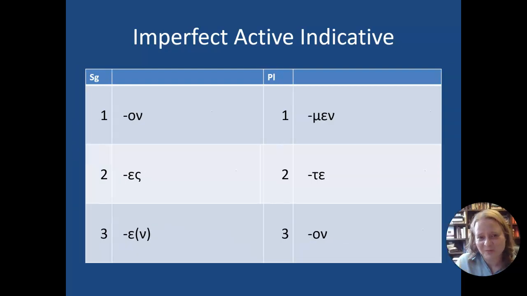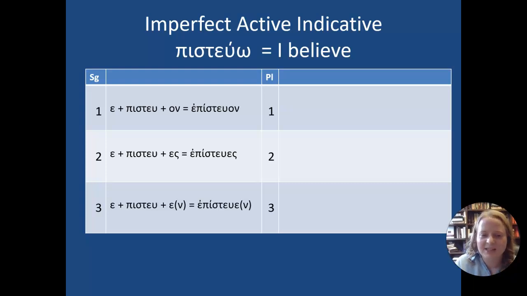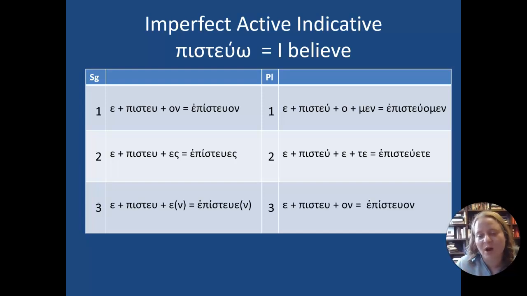That's it, I hope. These are those endings: on, es, e, amen, ete, on. And they look so much like the endings we already had. That's why I'm saying don't memorize, recognize the patterns that are here. I would prefer that you do it, though, on this verb, pisteuo, because I like this word to believe instead of to destroy or to loosen. So episteuon, episteues, episteuen, episteuamen, episteuete, episteuon.